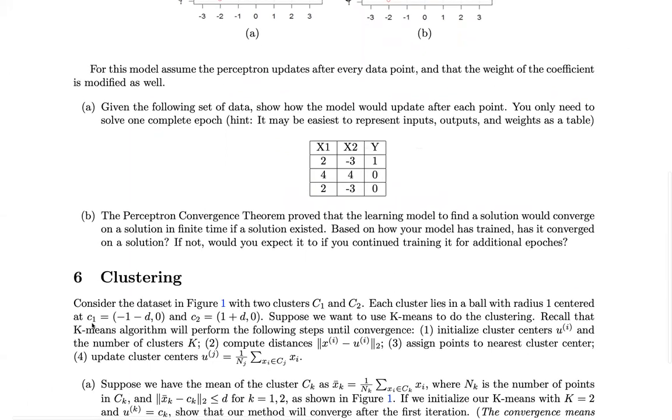Okay, so then 5B. This was a question that said, we had this perceptron convergence theorem. It proved that the learning model will find a solution that will converge if a solution is possible. Based on how this data has performed, do you think it will converge? Why or why not? So what do you guys think? Will this data converge?